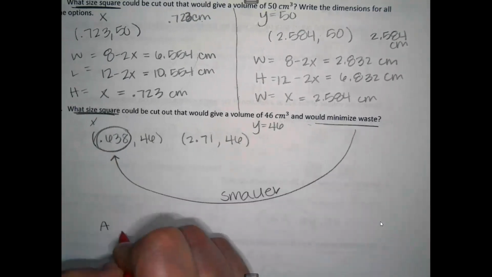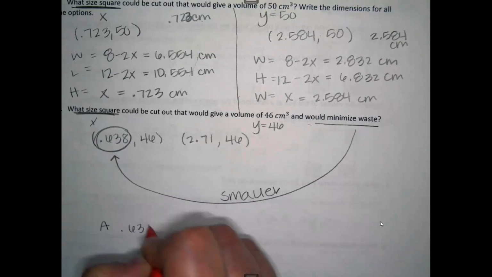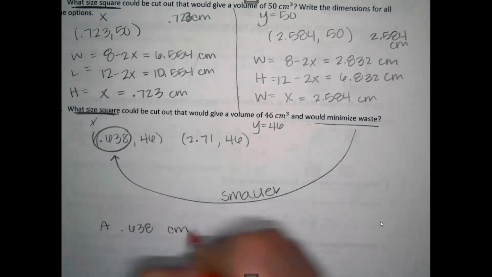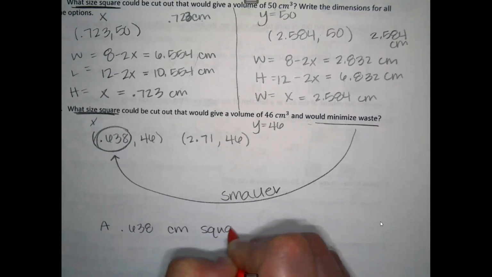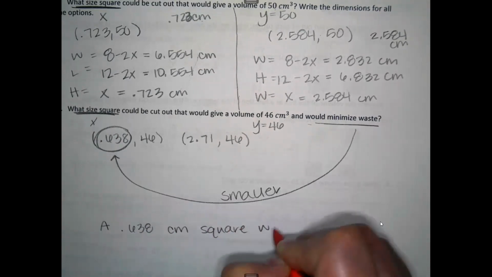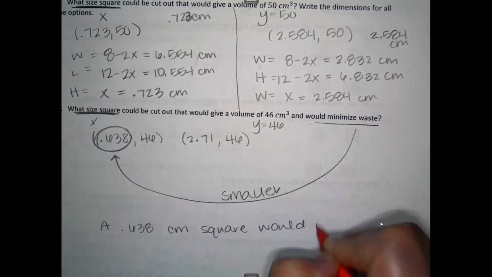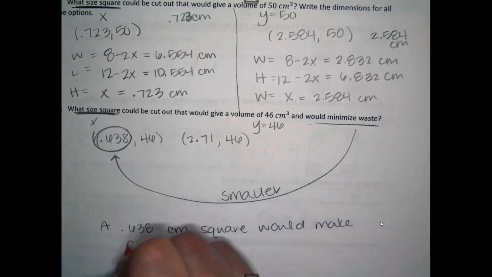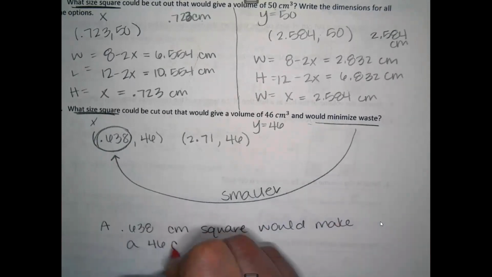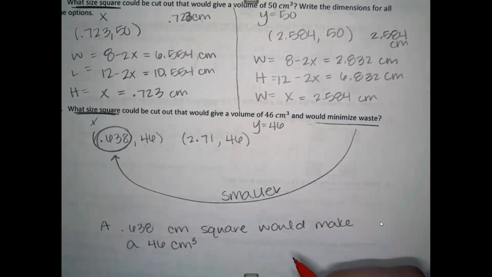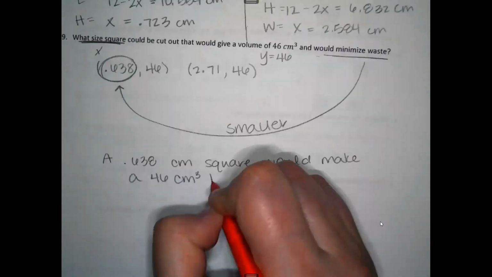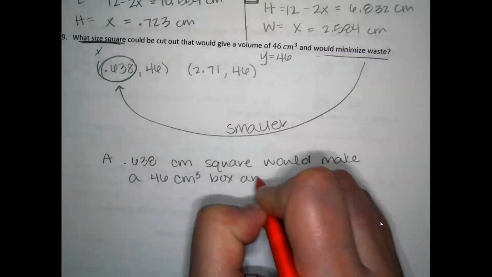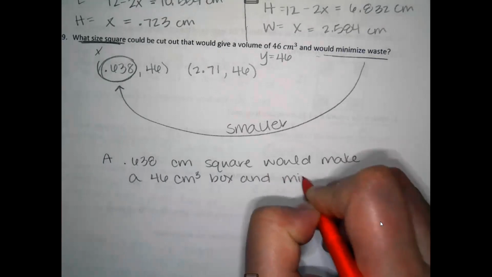So a 0.638 centimeter square would make a 46 centimeter cubed box and minimize waste.